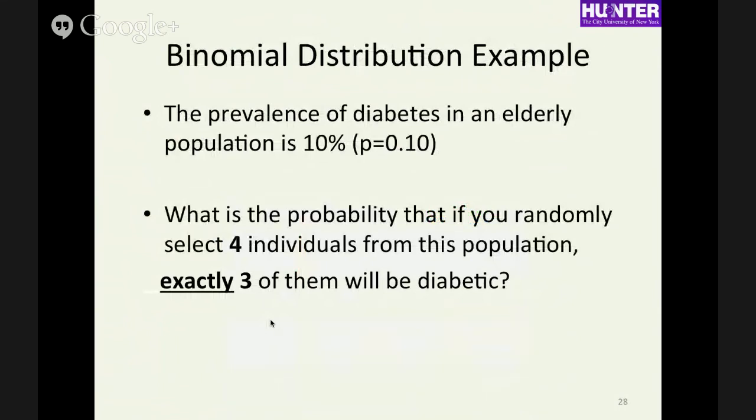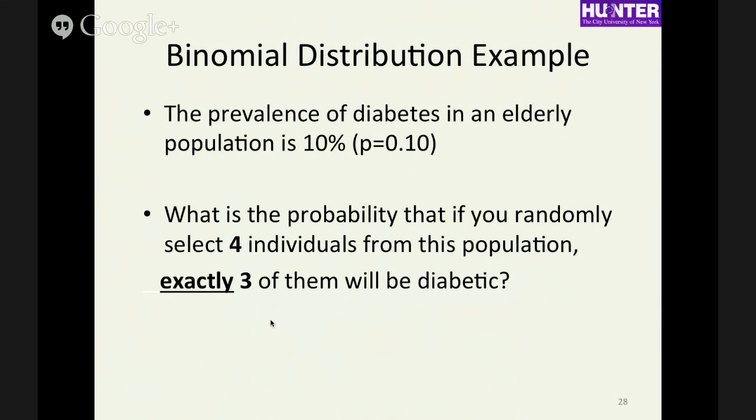Here are some examples. I'm getting a little short on time, so I'll let you work through these on your own, and in the lab downstairs you'll be getting some more practice. But this is a good example of a binomial distribution type of question. If the prevalence of diabetes in a population is 10%, and you randomly select 4 individuals, assuming that they're independently selected, not from a family, because they have to be independent events, what's the probability that exactly 3 of them are diabetic?